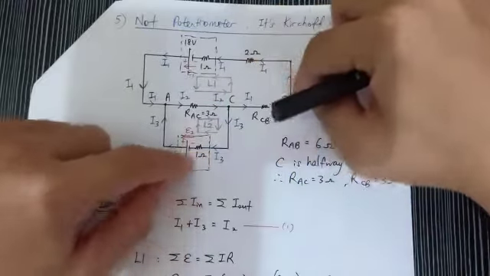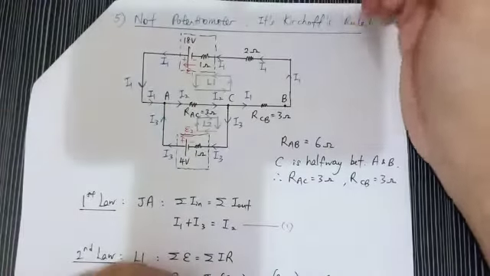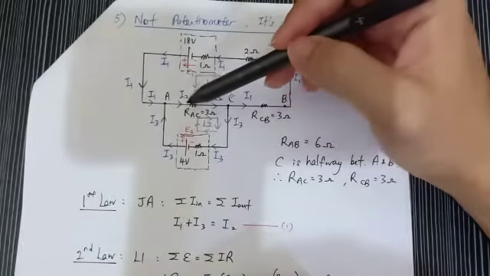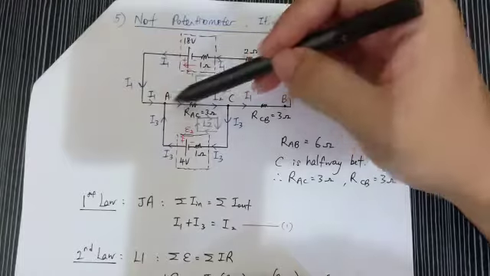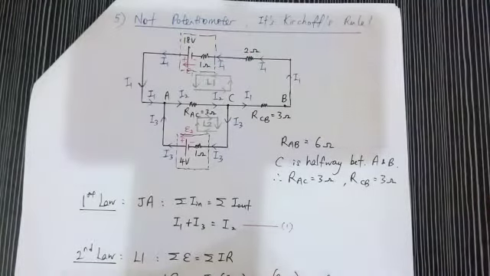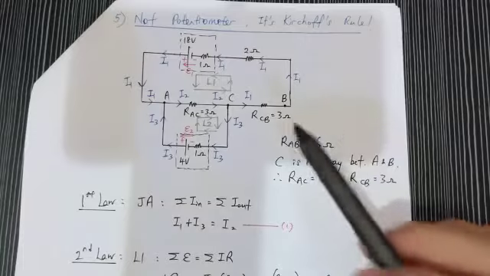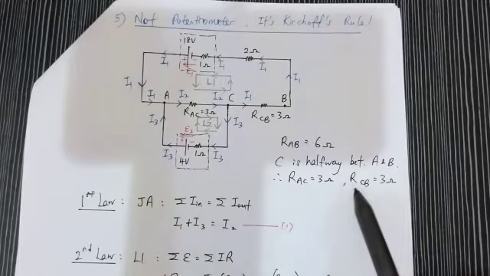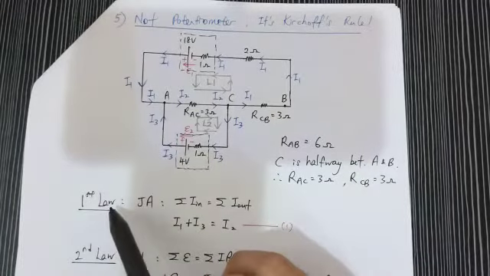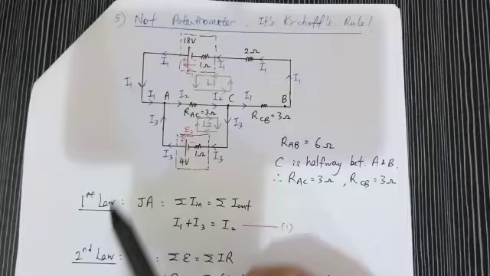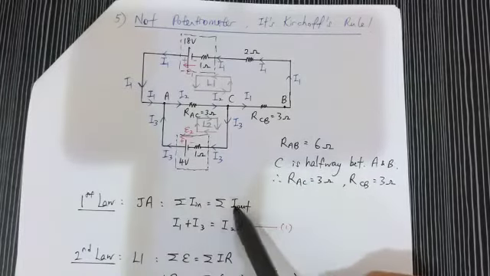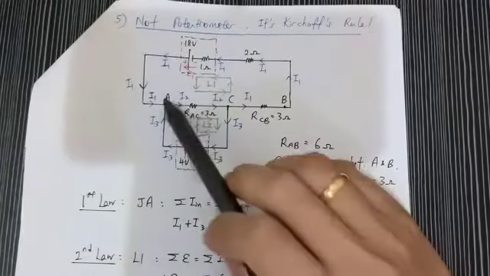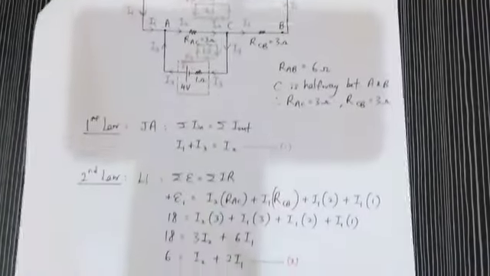Understand? So redraw the diagram and label the current near the resistor, near the junction. Resistance AB is 6 ohm, C is halfway, so RAC is 3 ohm and RCB is 3 ohm. Now apply the first law and second law. First law, current in equals current out. We choose junction A: I1 and I3 combine to become I2.